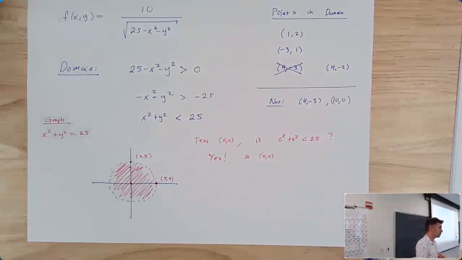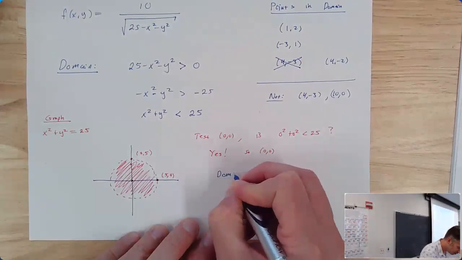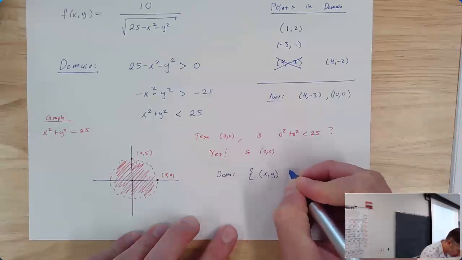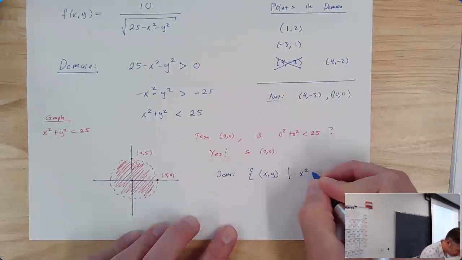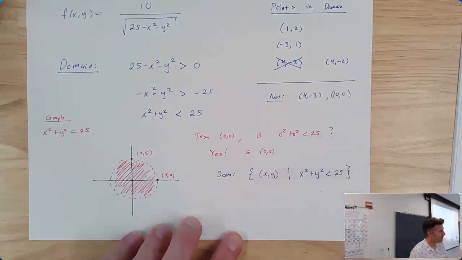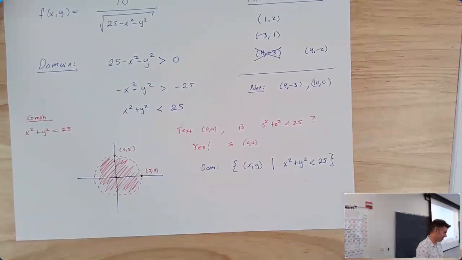Question: is there a way to write this in interval notation? There isn't a great way to write it in interval notation. The best way to write this is using what's called set or set builder notation. So the way we could write the domain is the set containing all coordinates (x, y) such that x squared plus y squared is less than 25. It feels a little disappointing because you're just rewriting the inequality that you already have. But sadly, there really is no interval notation because it's not an interval.